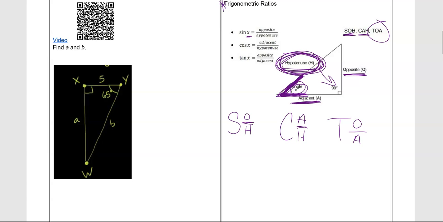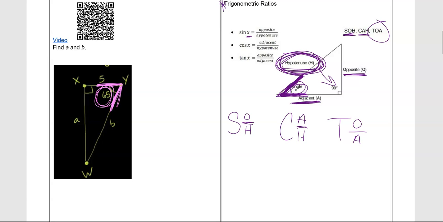So this is what we would do if we're missing a side, okay? So let's focus on A first. All right, so let's first look at the information we've been given. First thing we have is angle Y, which is 65 degrees. So we are going to highlight that angle.